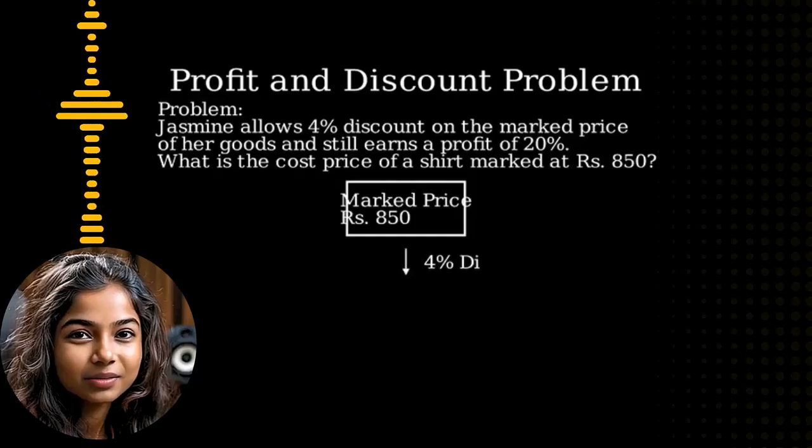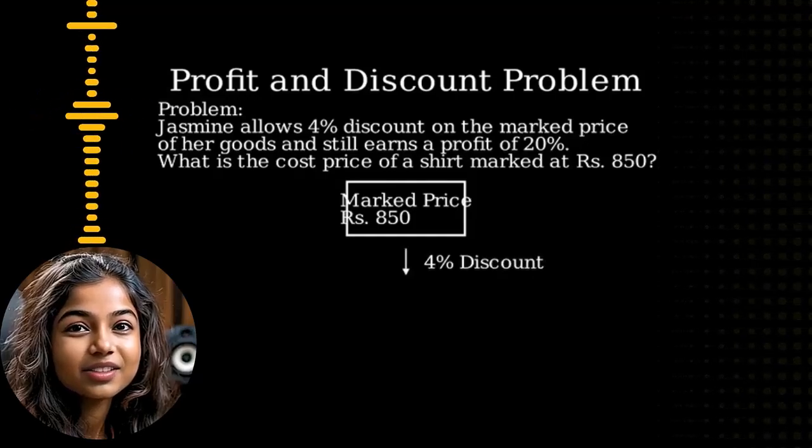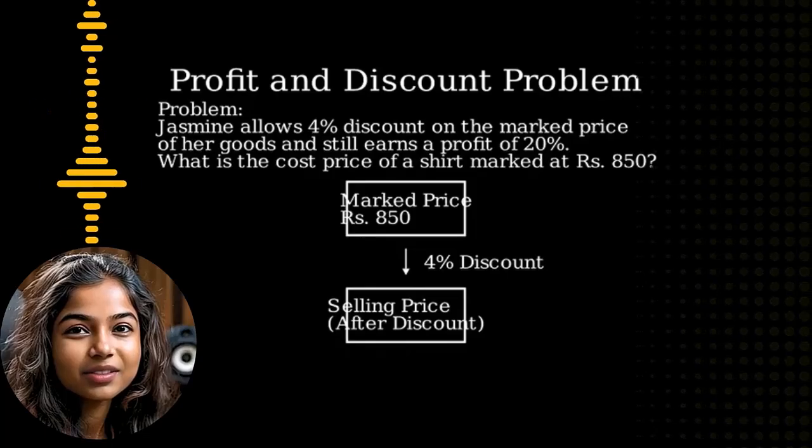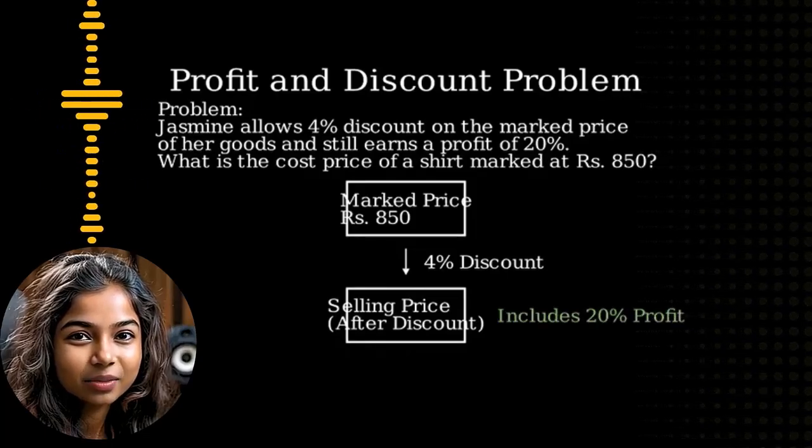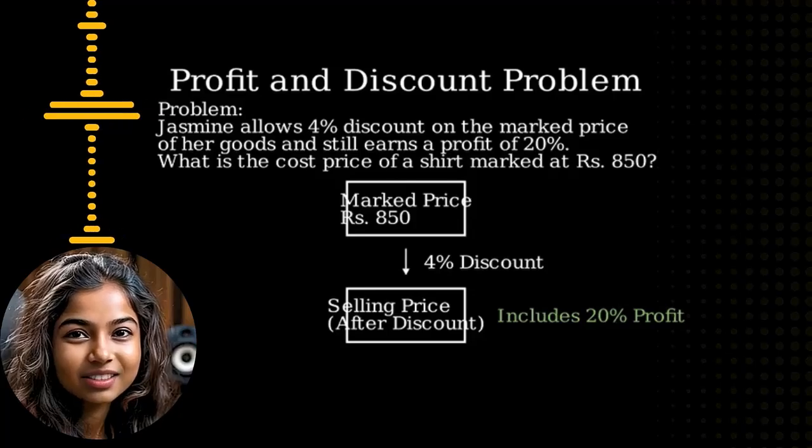From this, a 4% discount is given to the customer. This gives us the actual selling price. And we know that this selling price includes a 20% profit over the cost price, which is what we're trying to find. Let's solve this step by step.